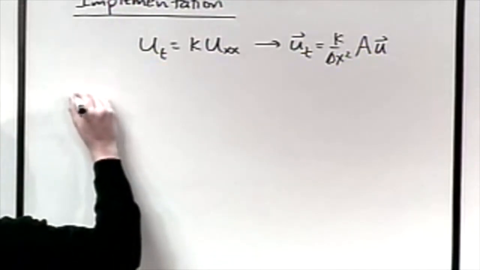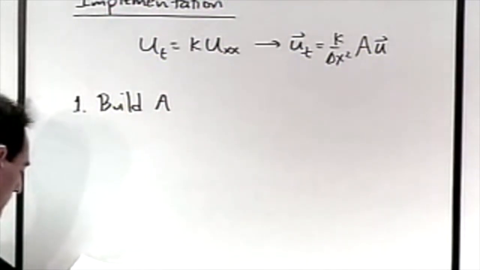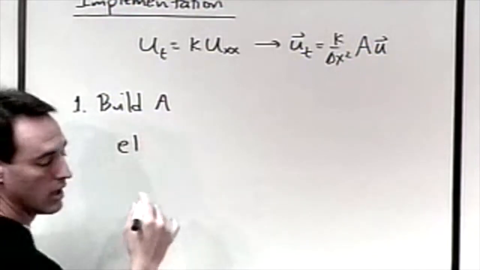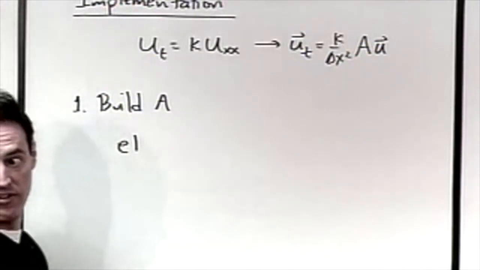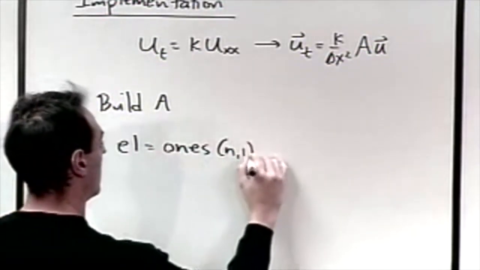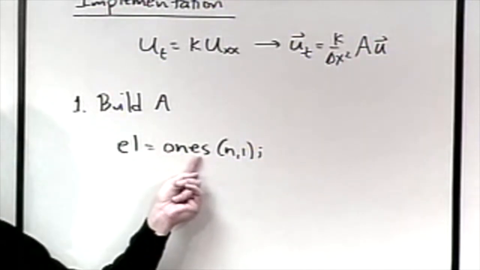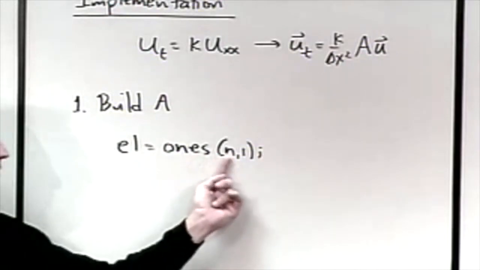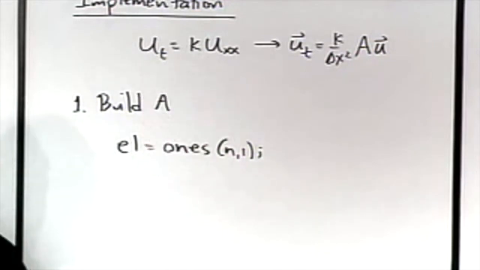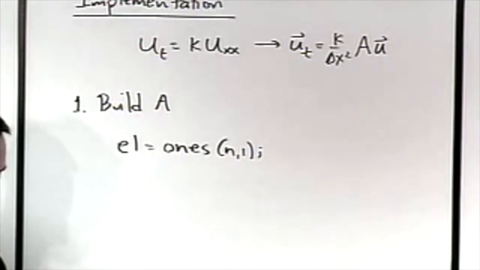Okay, so first thing we're going to do, build A. Well, first thing you do with this thing here is you're going to have a bunch of 1s on the off diagonals. So let's make a vector of 1s. Vector of 1s, which is that. This makes a vector. The ones command makes a vector of 1s of size 1 column, n rows. So this is a big tall matrix or vector. Okay, just with 1s in it.